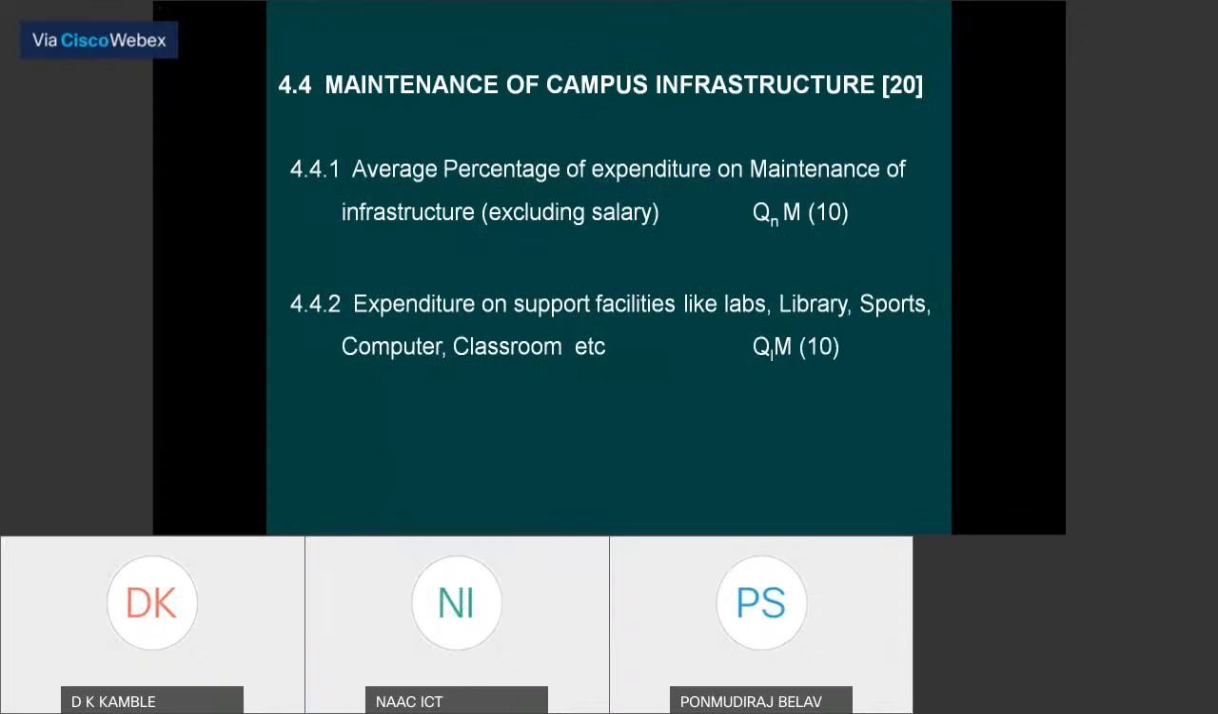Then maintenance of campus infrastructure. In that, 4.4.1, average percentage of expenditure for maintenance of infrastructure. For infrastructure maintenance, how much budget is there and what the expenditure details are is required. That audit report is required, and the institution has to provide that certified audit report.